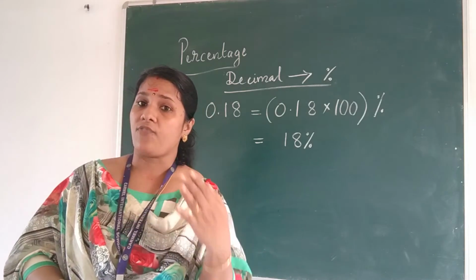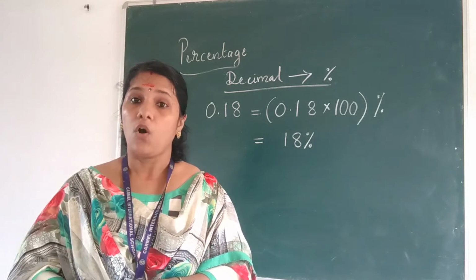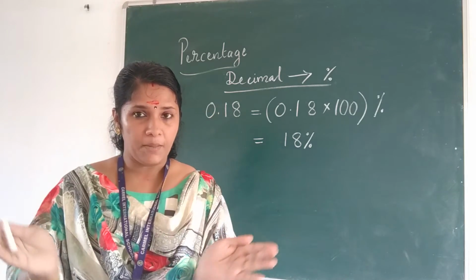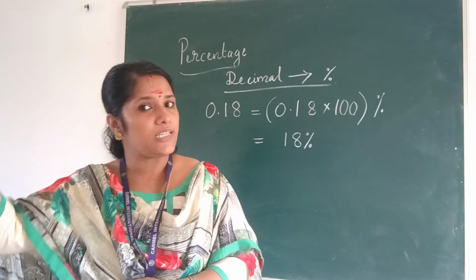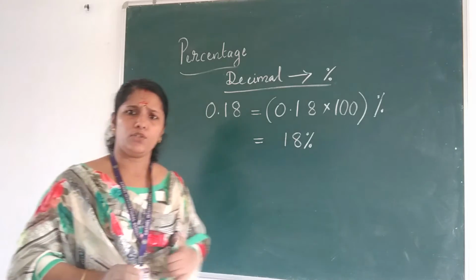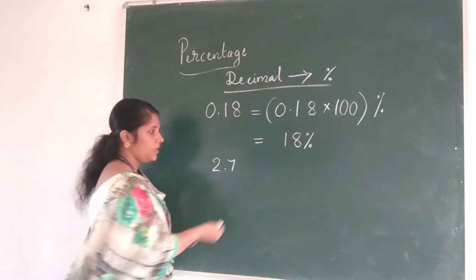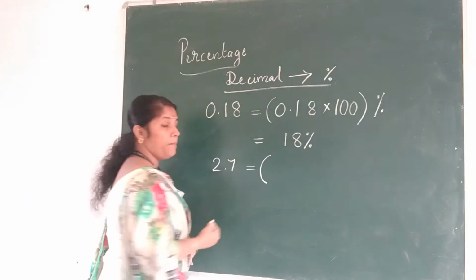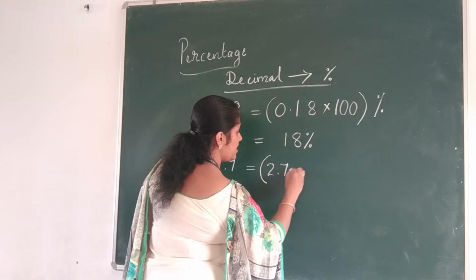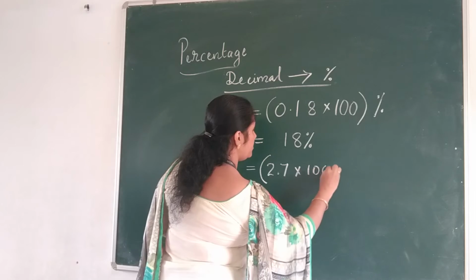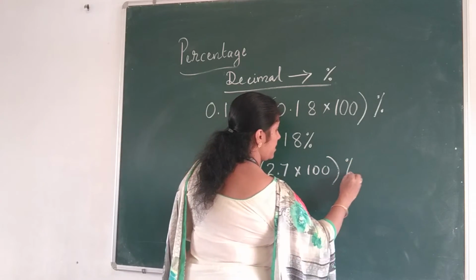When we are converting a fraction or a decimal into percentage, how can we do it? Simply multiply by 100 inside the bracket and give the sign of percentage outside. Let's see 1 or 2 examples more. Say 2.7. Going to multiply by 100 inside the bracket. 2.7 into 100 and outside the bracket there will be a percentage.